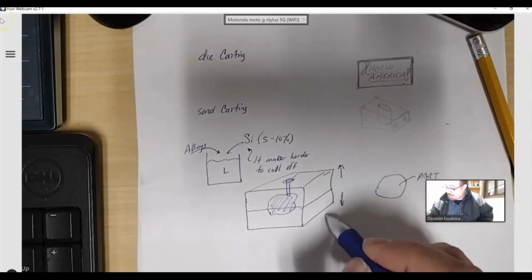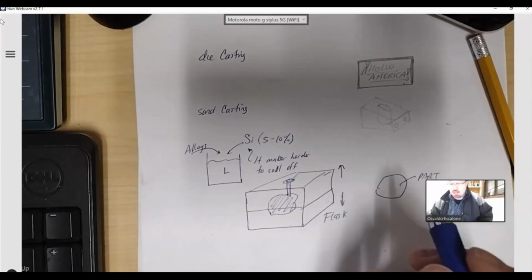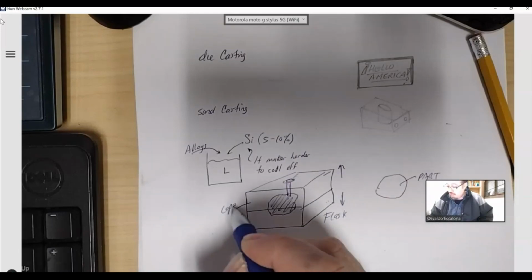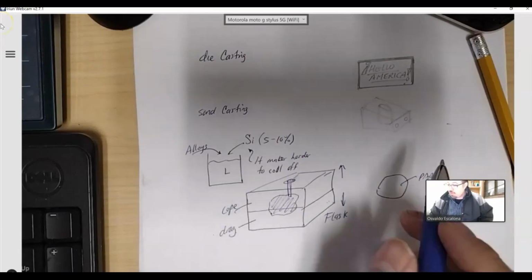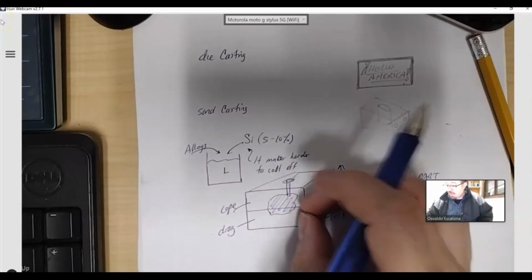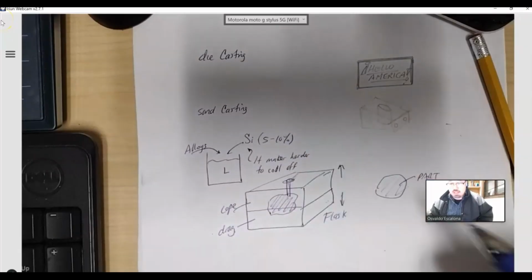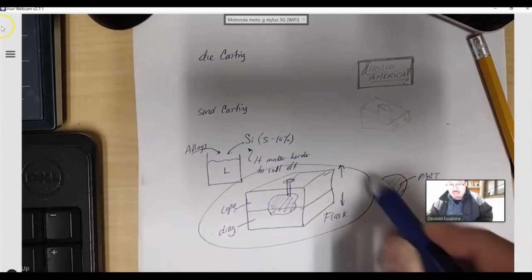They're actually called flask, or sometimes this one they call the cup, and then you call this one the drag. They pretty much put the metal in, it solidifies, it opens up, and then you have a part that looks like this. This is die casting.